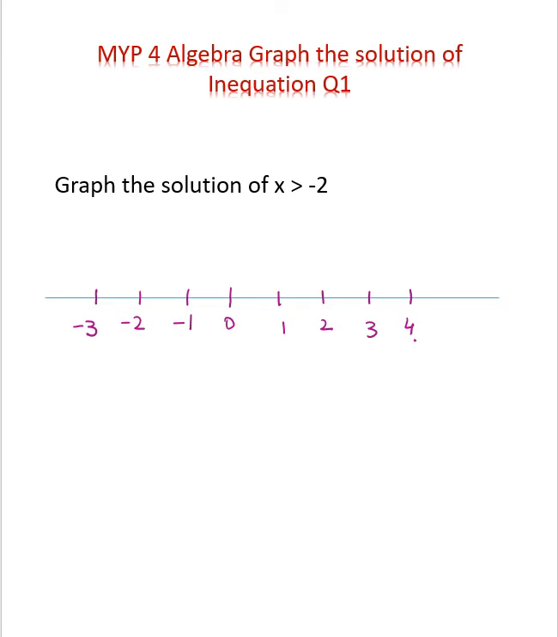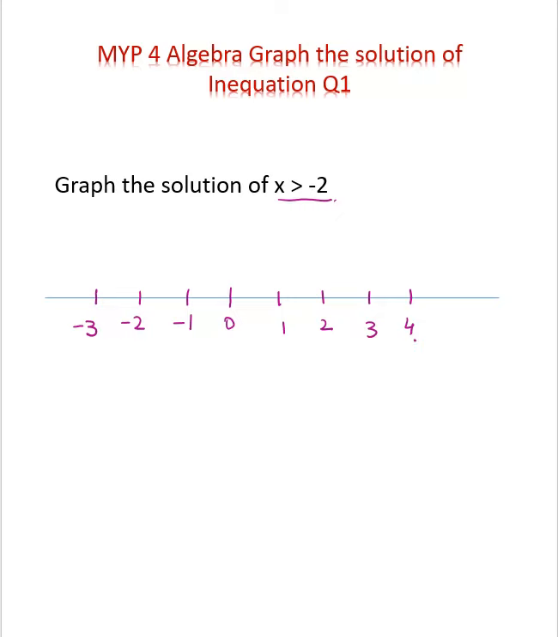Continuing with our series for algebra, we have got the question: graph the solution for this inequation. So we have to write the solution of x greater than minus 2 on the graph, or you can say the number line. Now, I'm not saying the solution of this means if this is a solution of some inequation and we get x is greater than minus 2, how would we graph it on the number line?